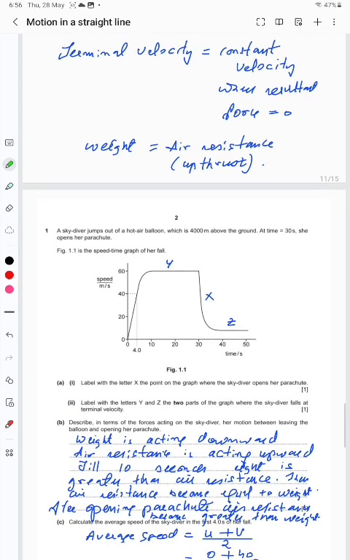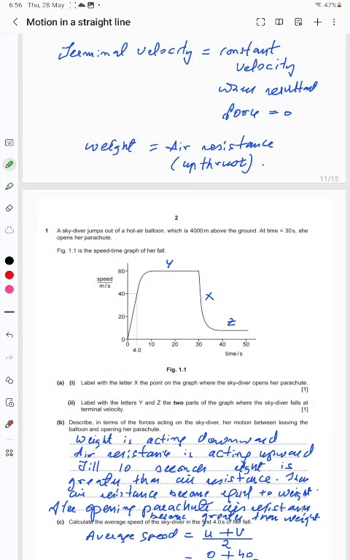A skydiver jumps out of a hot air balloon which is 4,000 meters above the ground. At time equals 30 seconds, she opened her parachute. Figure 1.1 is the speed-time graph of her fall. Label with letter X the point on the graph where the skydiver opened her parachute.